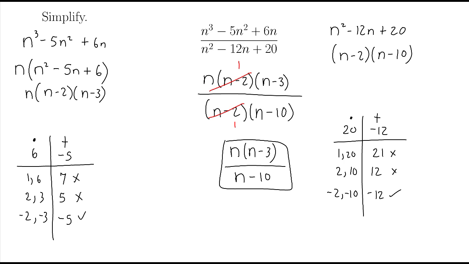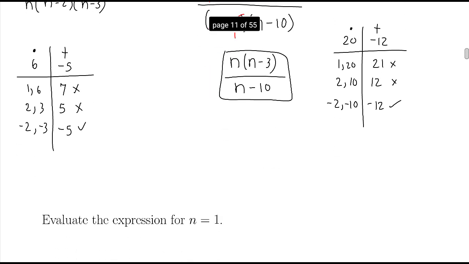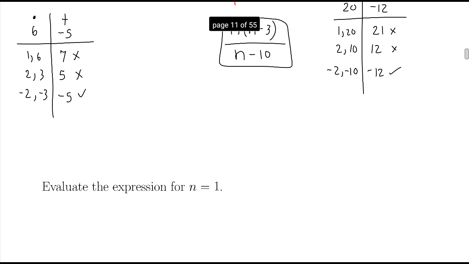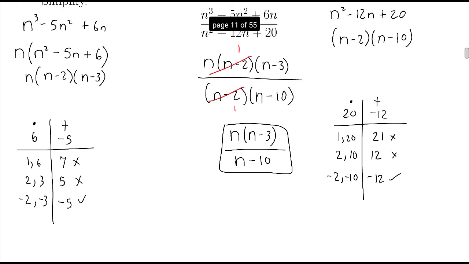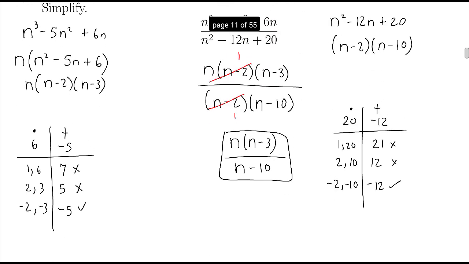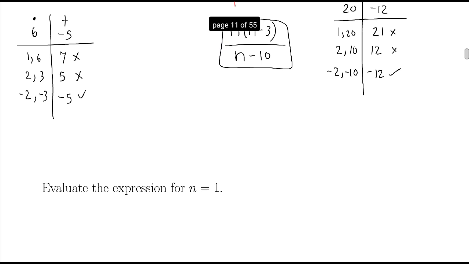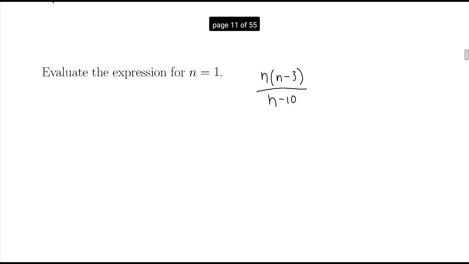Okay, so now let's evaluate the expression for when n is 1. Okay, well, we'll go and plug 1 in. And you can plug 1 into any of these expressions. But typically, we should go with the last one because we're less likely to make a mistake. It's less complicated. N times n minus 3 over n minus 10. All right, let me go and plug in 1 now.